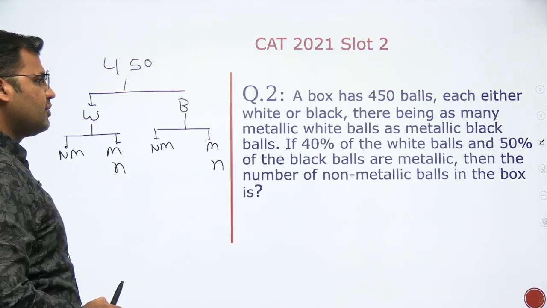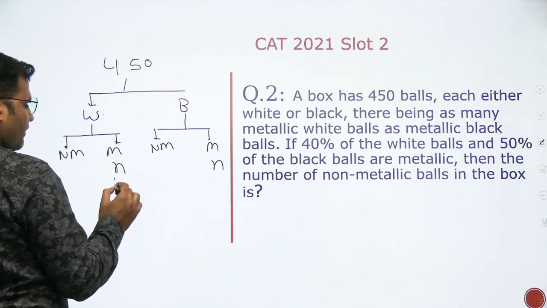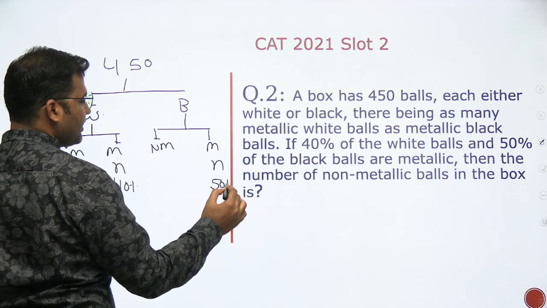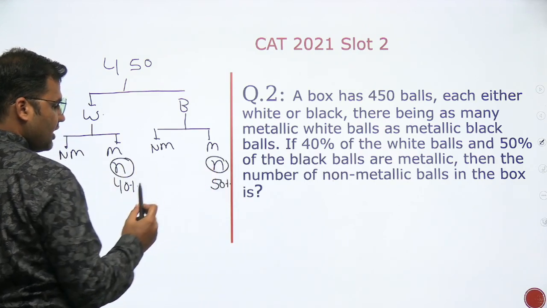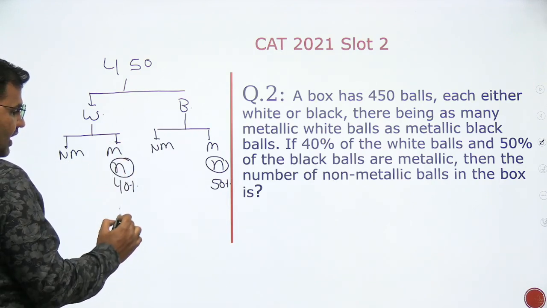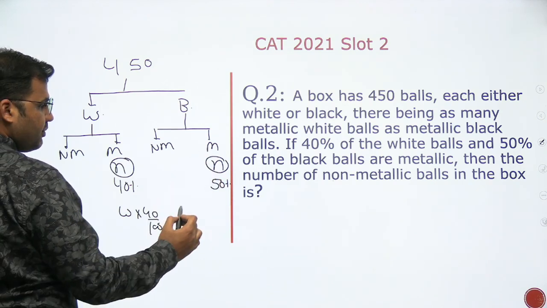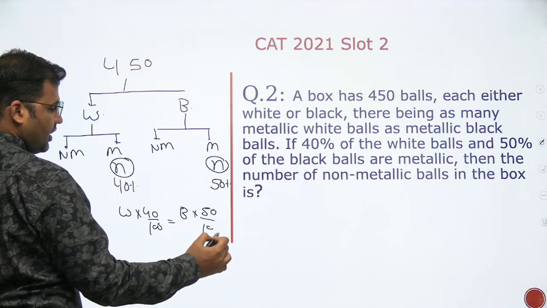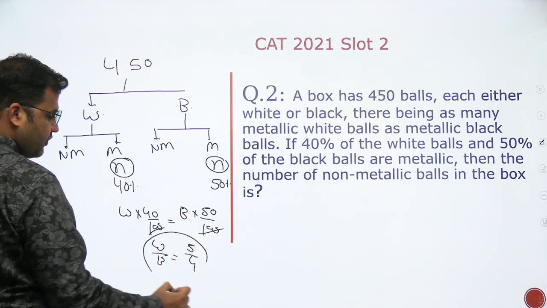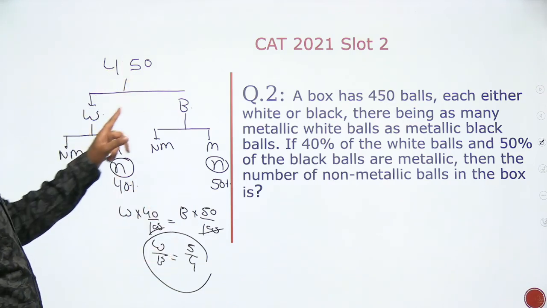40% of the white balls and 50% of the black balls are metallic. So guys, this straight away tells you that 40% of the white total is metallic and 50% of the black total is metallic. And because both of these numbers are the same, this will give me the ratio between white and black balls. Now this tells me that 40% of white is the same as 50% of black. So the ratio of the number of white to black balls is 5:4, right? So you have to divide the total 450 in the ratio 5:4, and you will get white and black balls.